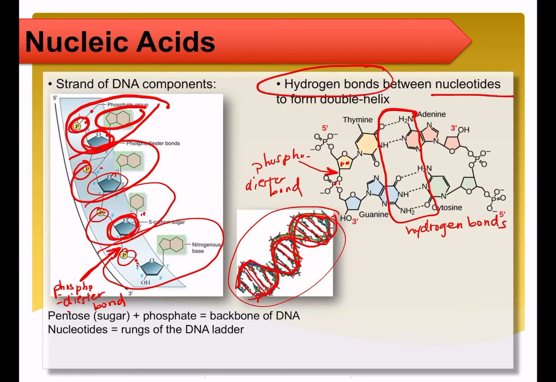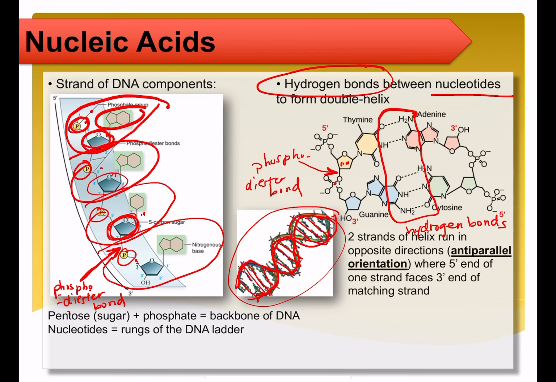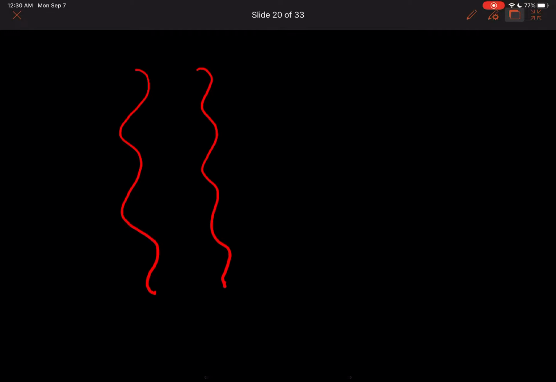Okay. So the two strands of DNA always run in opposite directions, meaning what we call an anti-parallel orientation, where the 5' end of one strand faces the 3' end of the matching strand. What do I mean by that? So here's a DNA strand, and here's the other DNA strand, and both of them will come together to form your double helix, okay?